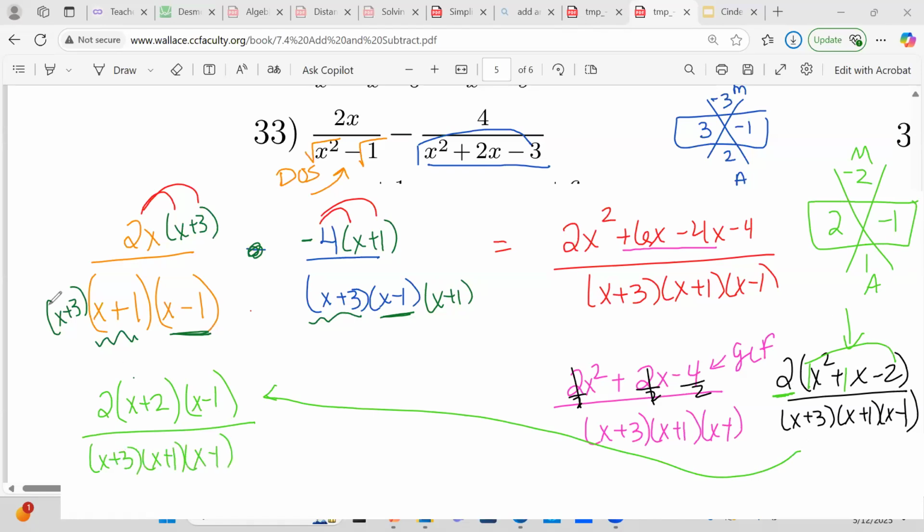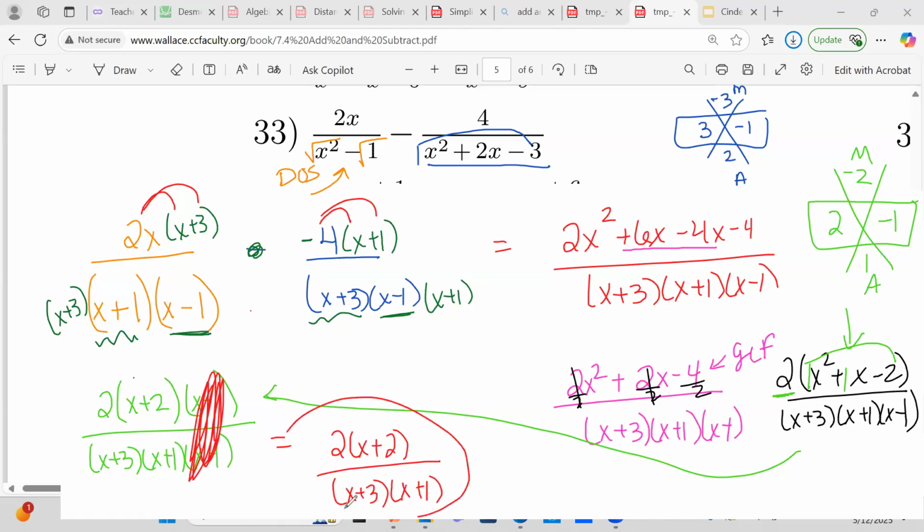And then finally, moment of truth, I'm in a red pen, x minus 1 cancels himself out. And we get a final answer of 2x plus 2 all over x plus 3, x plus 1. Answer for 33. Ooh, these are getting harder as we go down. Almost done.